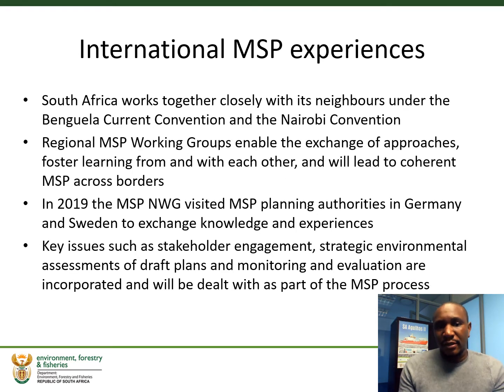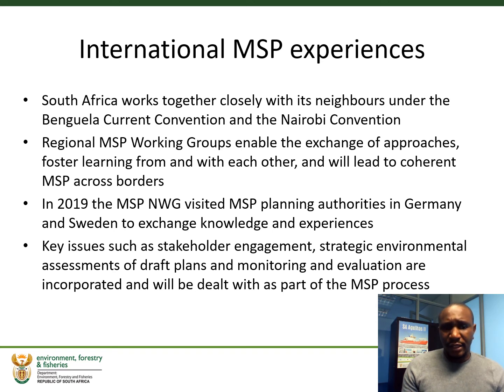So we maintain working relationships with our neighbors, particularly those under the Abidjan Convention and the Nairobi Convention at this stage, to ensure that these MSP plans that we plan to develop are aligned to what our neighbors are doing on the other side. Outside the African continent, we have collaborations with Germany and Sweden. Germany is at a stage where it's now working on its second generation of MSP plans, and Sweden is just about to have its very first MSP being implemented. So we've had an opportunity to learn from these two countries.